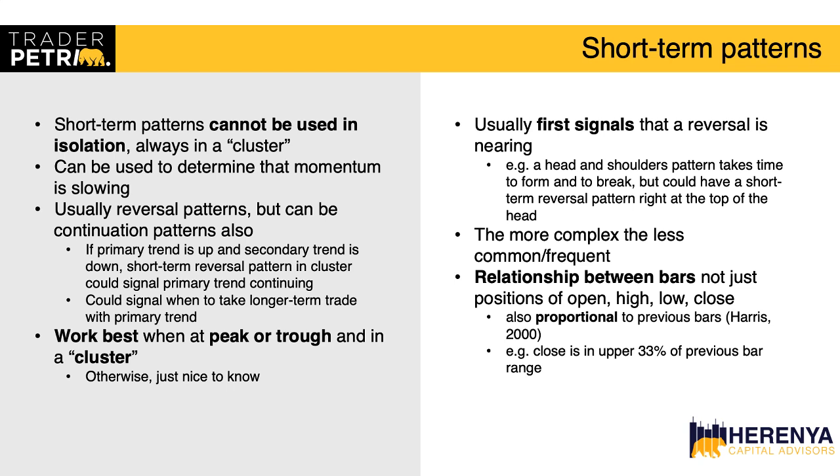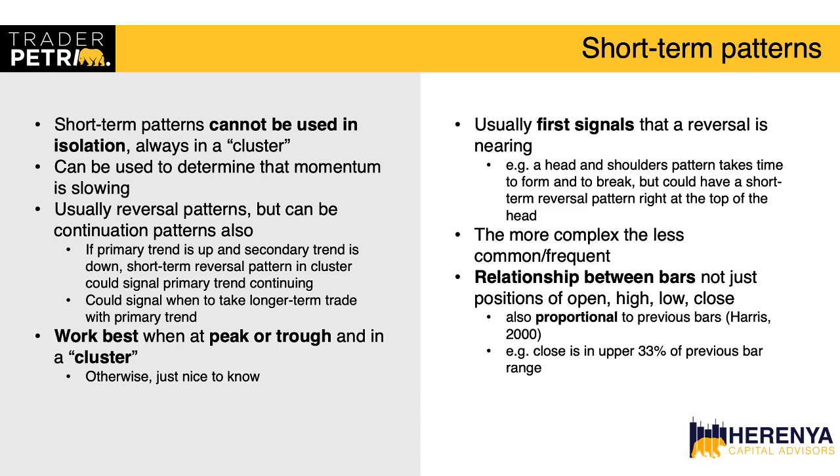Short-term patterns are usually the first signals that a reversal is nearing or is possible. So for example, if you take a head and shoulders pattern, it takes very long to form, it takes very long to break out, but you could perhaps have, at the very top of that head, a short-term bearish reversal of sorts that consists of 3 or 4 bars or maybe 2 bars or whatever the case is. That could be your early warning that a potential longer-term reversal is on the cards.